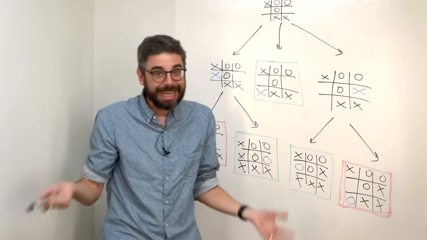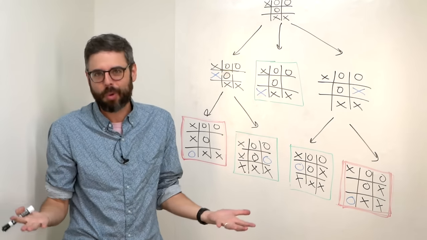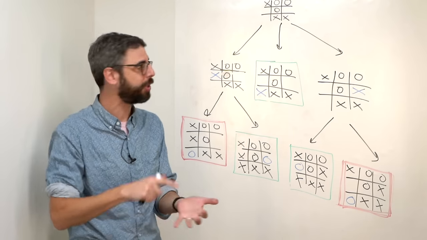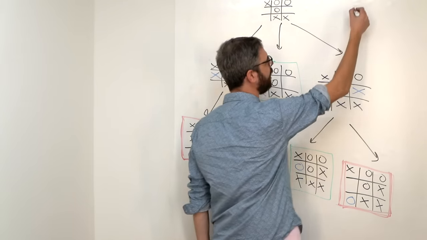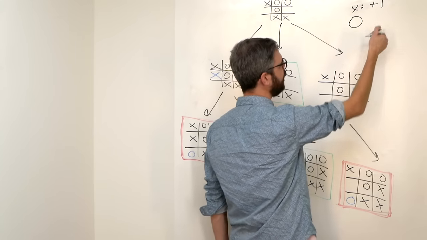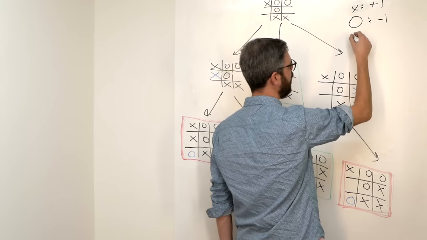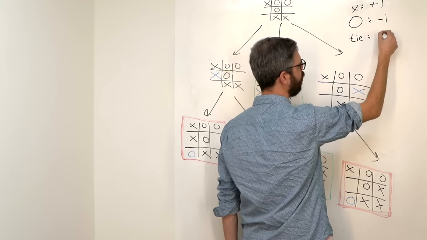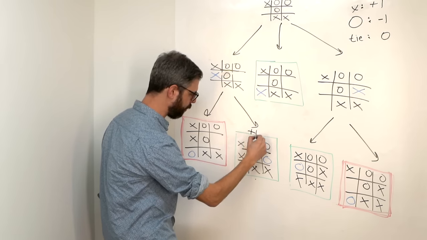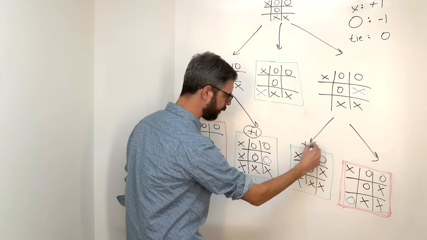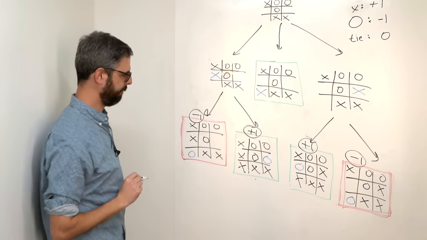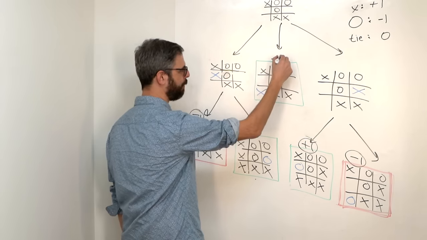The nice thing about tic-tac-toe is there's not a range of scores. The end points are either you won, you lost, or you tied. I could say if X wins, it's a score of plus one. If O wins, it's a score of negative one. And if it's a tie, it's a score of zero. So in other words, we can give this a score of plus one, this a score of plus one, this a score of negative one, this a score of negative one, and this a score of plus one.